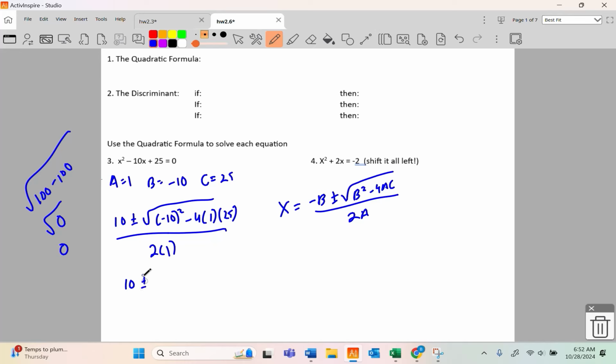We have 10 plus or minus nothing over 2. Now 10 over 2 happens to be 5. This is 5. This is a repeated real solution. It actually happens twice. The reason I know it happens twice is because we have a square. We call this a repeated real solution.